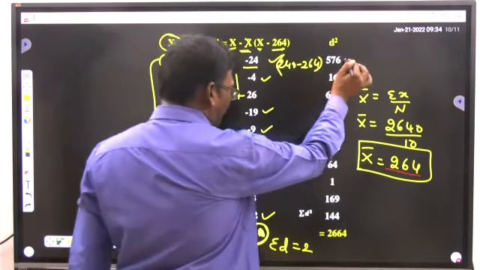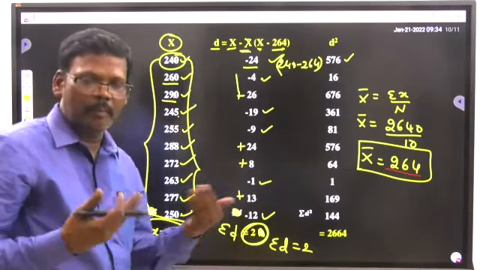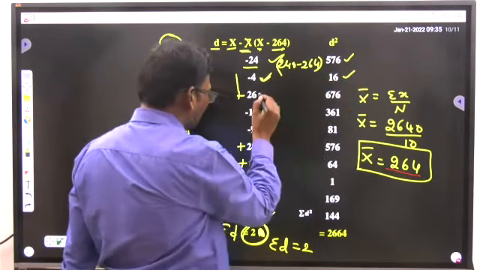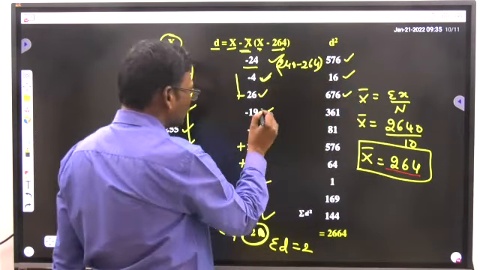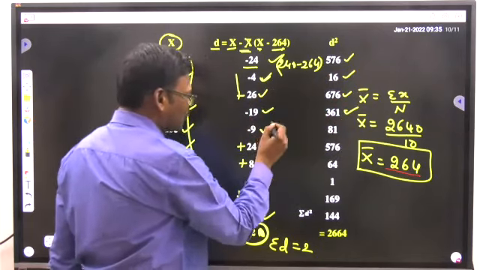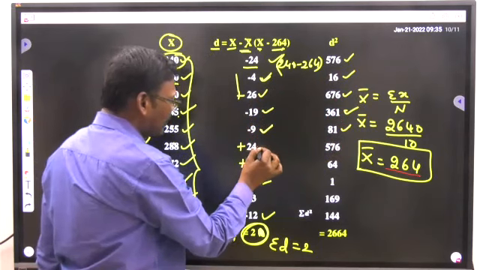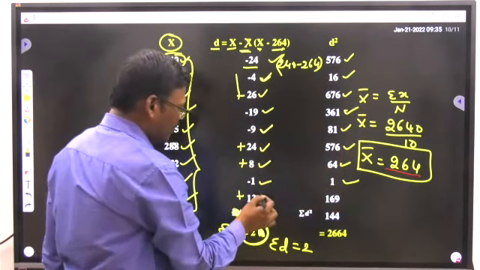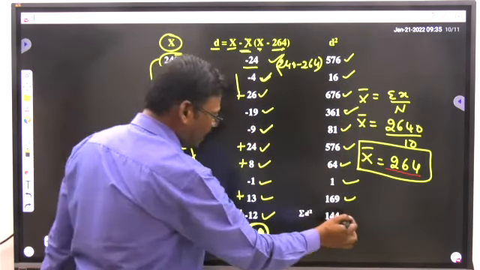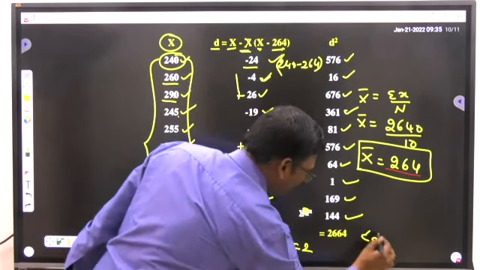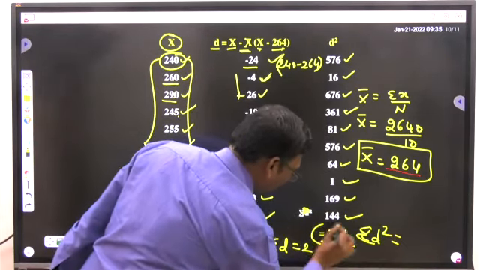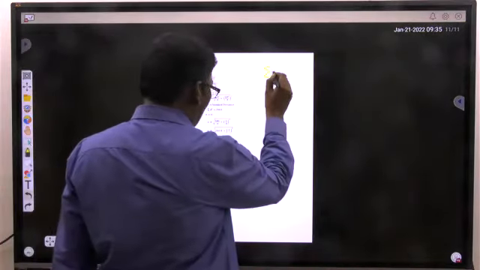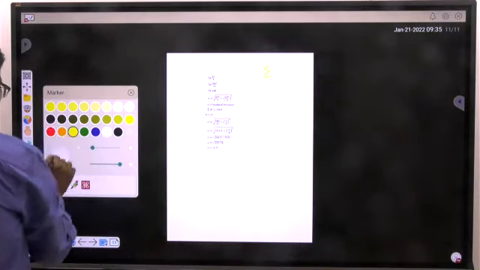24 square is 576. Minus into minus is plus, so plus 576. 4 square is 16. 26 square is 676. 19 square is 361. 9 square is 81. 24 square is 576, 8 square is 64, 1 square is 1, 13 square is 169, 12 square is 144. The total sigma D square is equal to 2664.